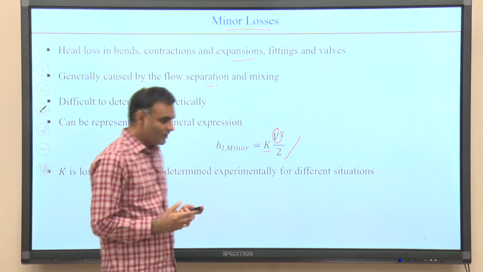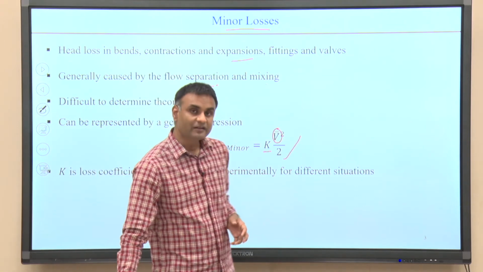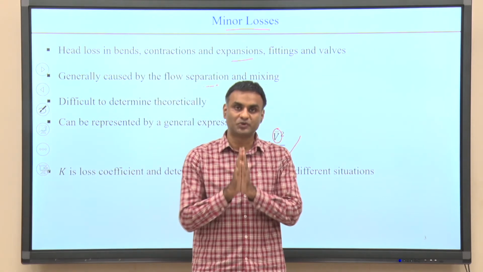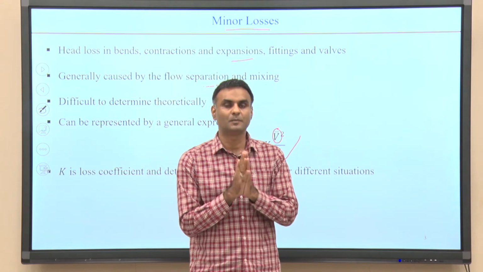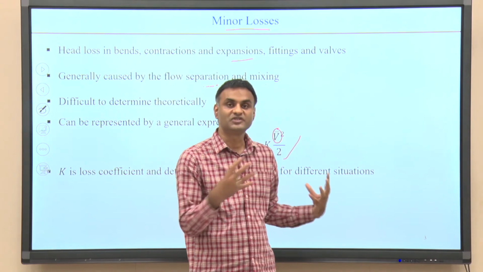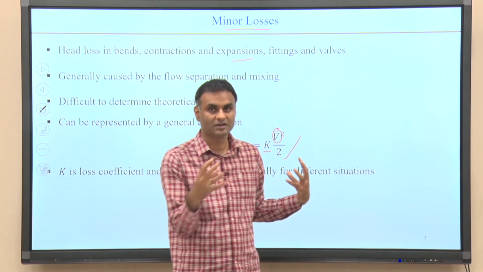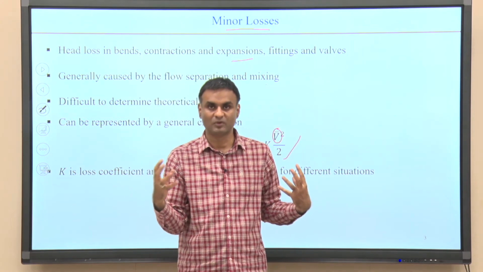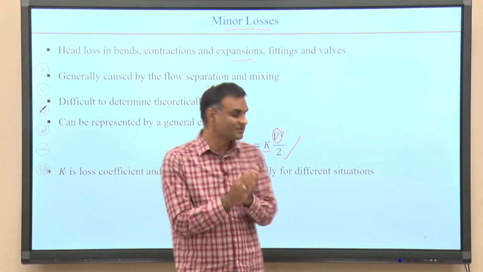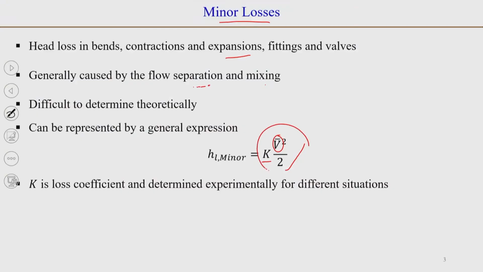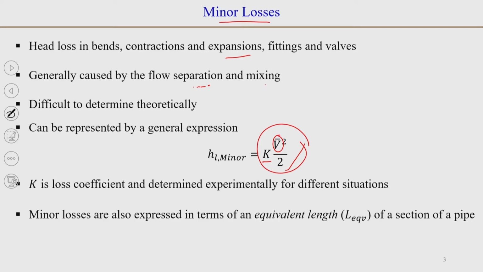So, basically, the loss that is present in a piping system because of the presence of a particular component, it may be a reducer, diffuser or elbow, all that loss is combined in this term K V squared by 2. Okay. The other way to represent it is in terms of equivalent length.